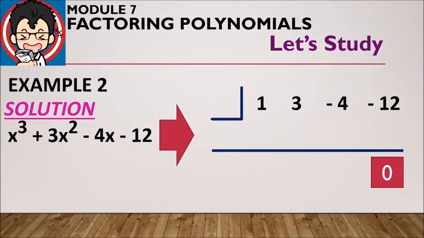Now, for this example, we will try using synthetic division, and at the same time, i-apply natin yung factor theorem in finding the possible factors of our polynomial. So, ayan o, naka-ready na yung synthetic division ko dito. Kaso may isa pang problema. Okay? Ang problema natin, hindi natin alam kung anong roots ang pwede nating magamit para makumpleto natin yung synthetic division natin. So, anong gagawin natin?